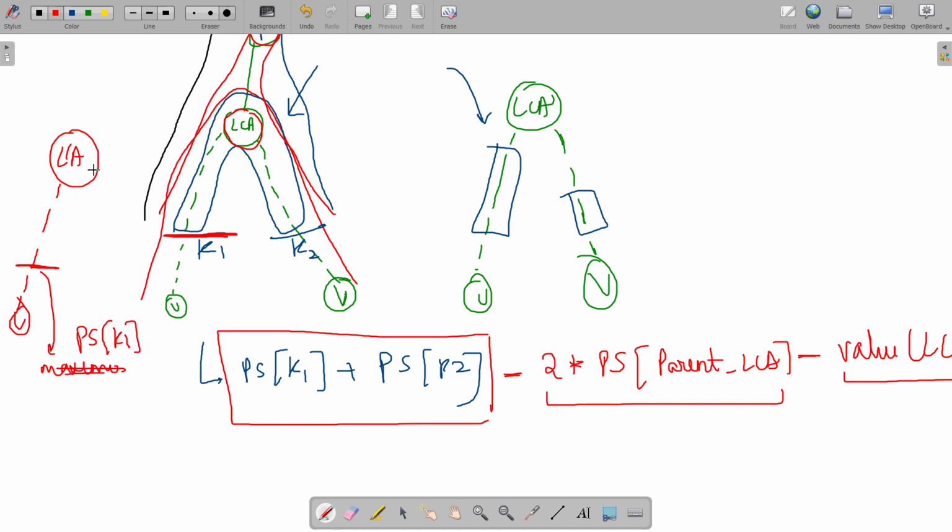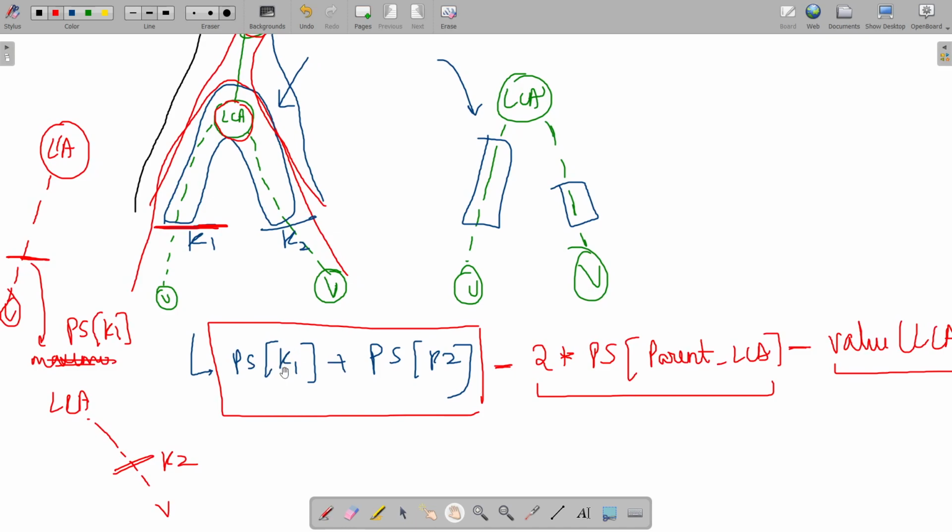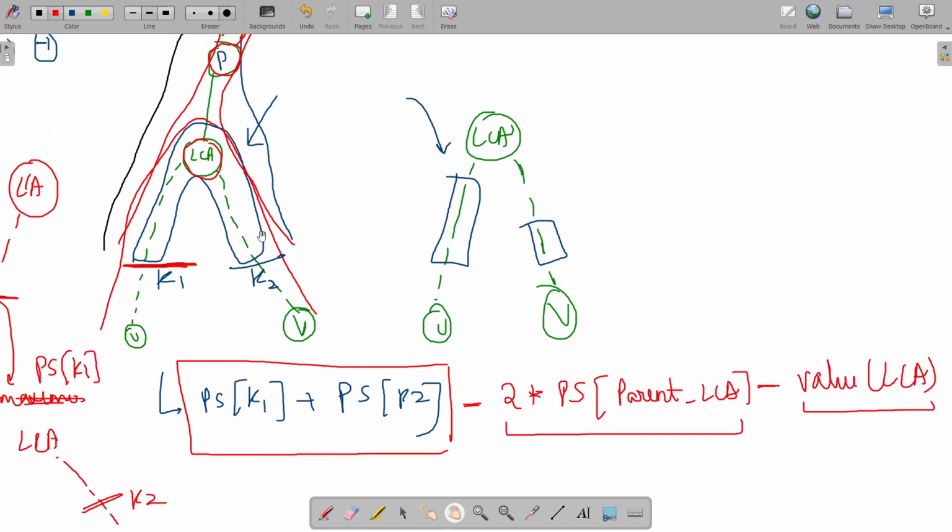And separately from LCA to V, we will also try to find a k2. These two can be treated separately because they are on different branches, and we just need to basically find a node which has the maximal prefix sum in this branch and in this branch. Okay. So this is how you solve the first part.